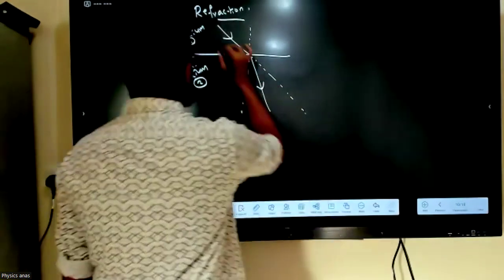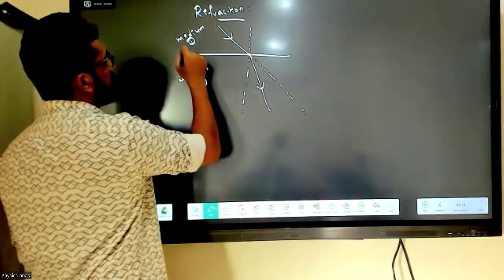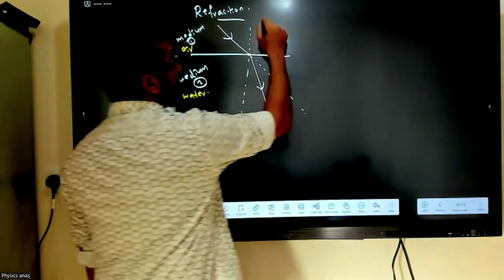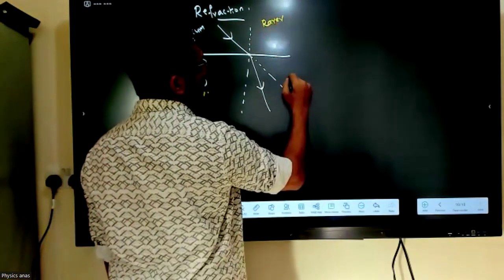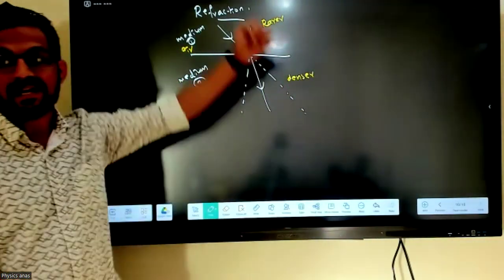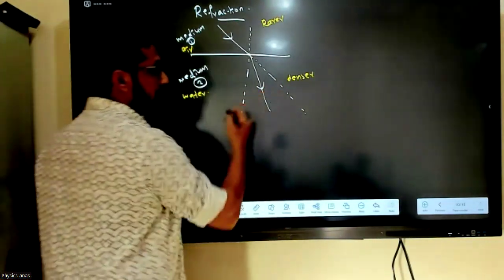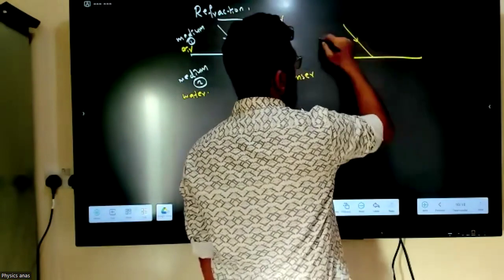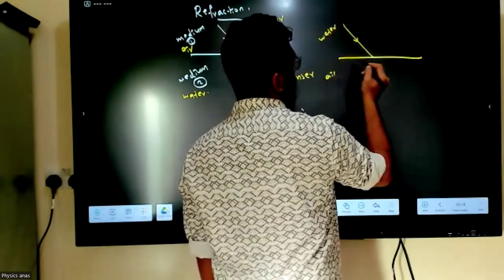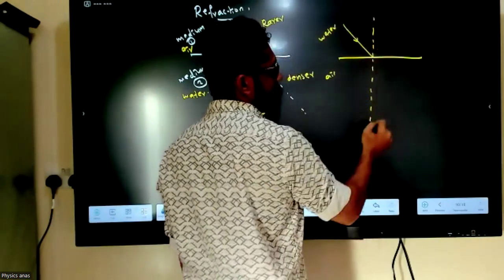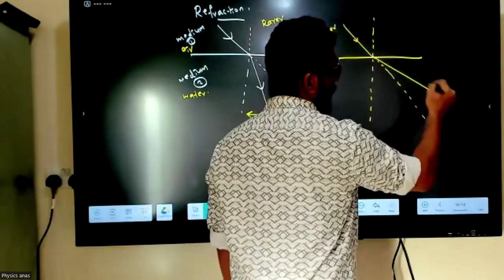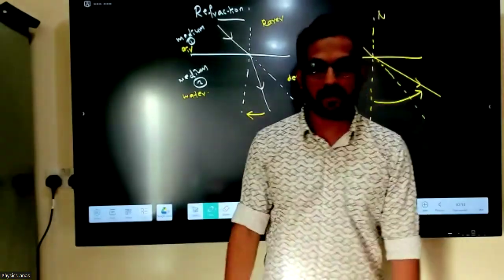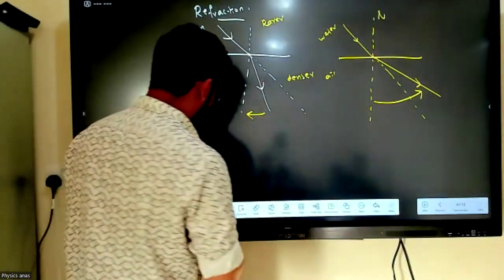Right? Okay. This medium can be called air, and this medium can be called water. Now, this is what? This is rarer to denser. If a light ray is coming from rarer to denser, it will be bent towards the normal. And if the light ray is coming from denser to rarer, water to air, it is bending away from the normal. This is the normal. You got it? Okay.